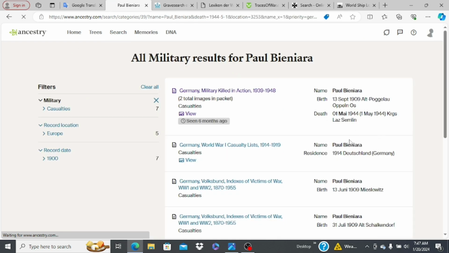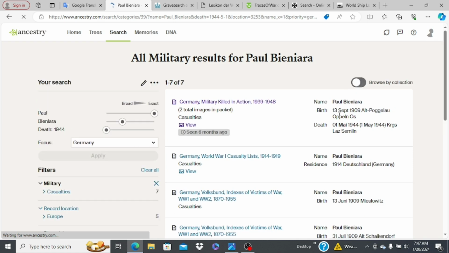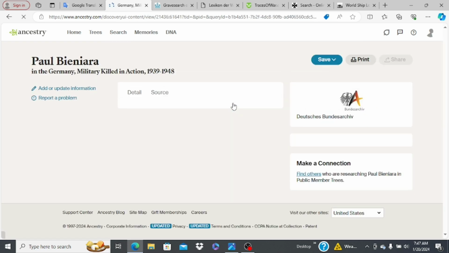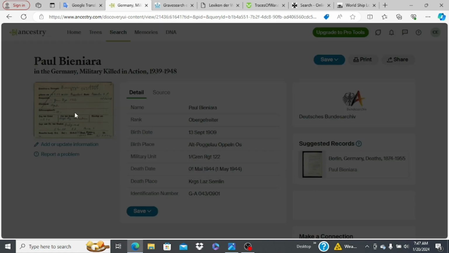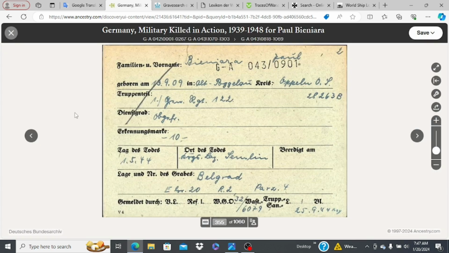And we can see that I actually found Paul previously. You can see from his birth date here, 13th September 1909, matched what's on the card, Pagalau. So go ahead and open that up. All right, and we can see here, pull up the casualty record.